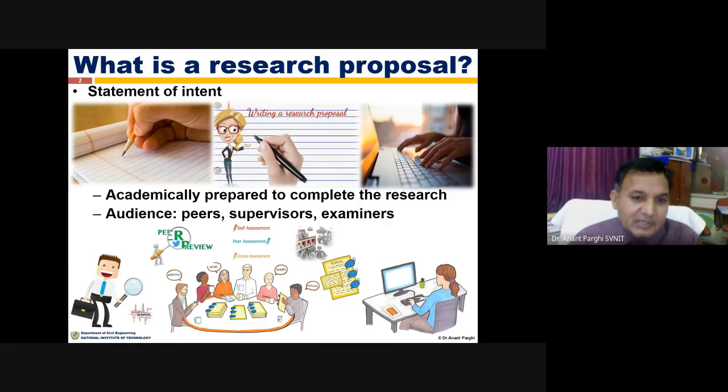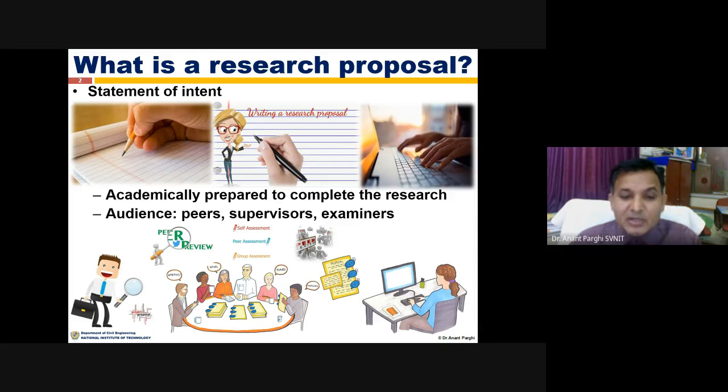So you can take a note on paper, write down the ideas. You can search the internet resources also, right? So the statement of intent: what is the purpose of this particular research? That should be clear. There should be one specific problem that we are going to solve for this particular research. So that we are going to discuss in this idea, like being academically prepared to complete the research.